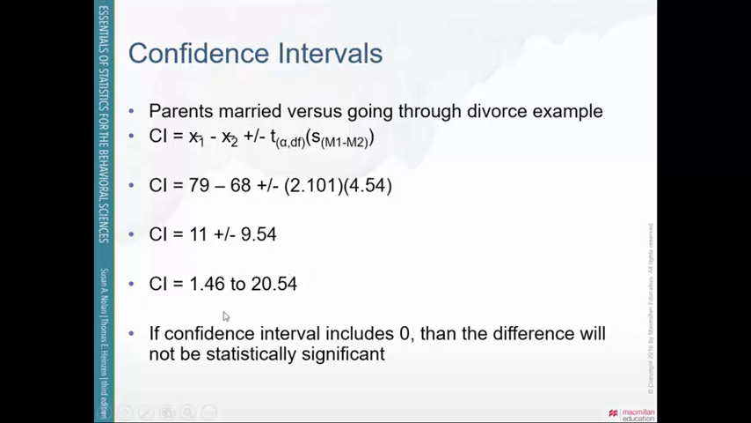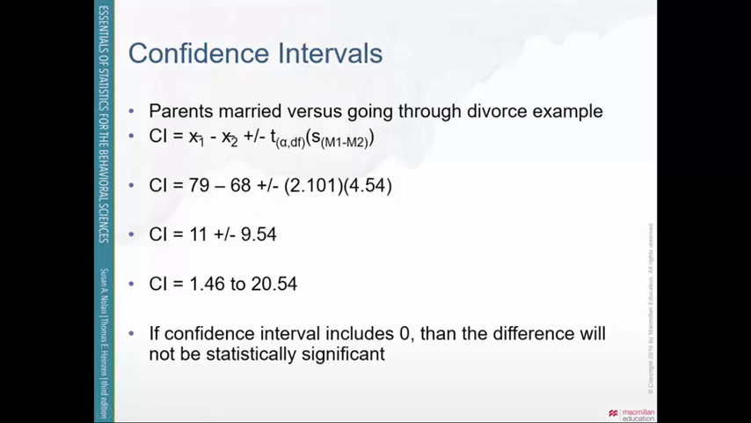And what we're saying is that this is the confidence interval of the difference, this 11-point difference, between our two sample means. So we tested a sample. Remember, there were 20 people: 10 children in the parents married group and 10 children whose parents are going through divorce. Their sample mean difference was 11. 79 was the physical health score of the parents married group, and 68 is the physical health score of children whose parents are going through divorce. There was an 11-point difference in our sample.